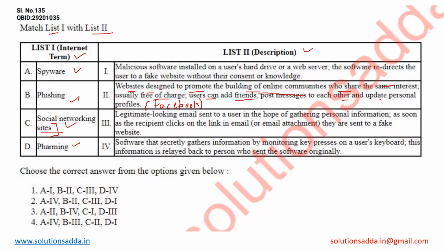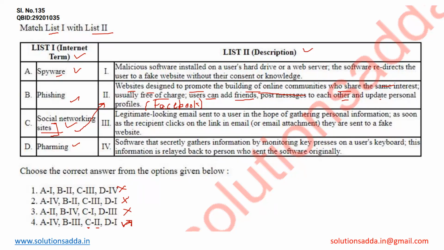Then option C matches with description two. Let's check the options given here. In option number 3, C is matched with something else, which is wrong. In the fourth option, we have seen that C connects with description two. This answer must be the correct one. Let's read the other descriptions as well.